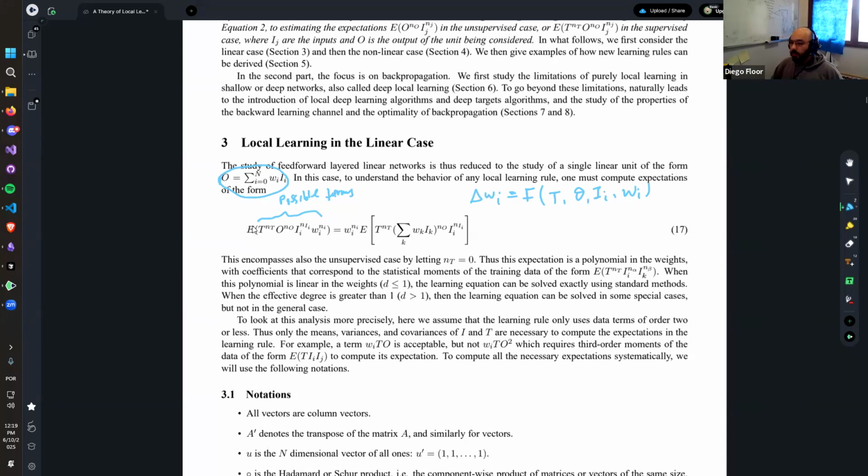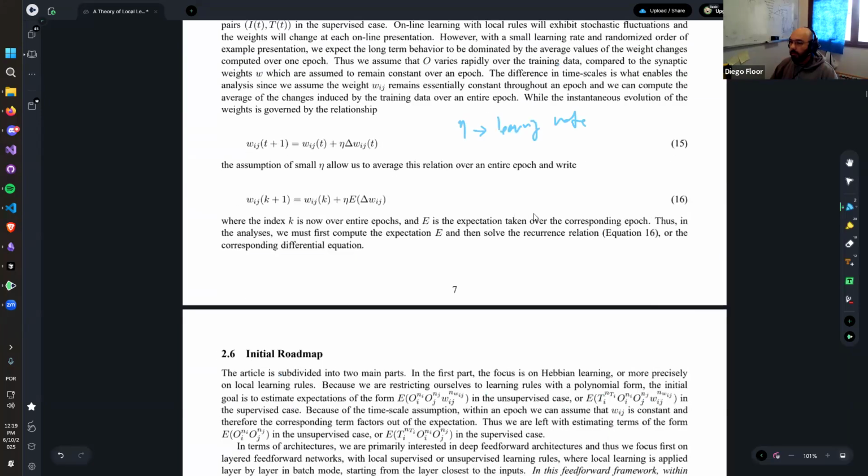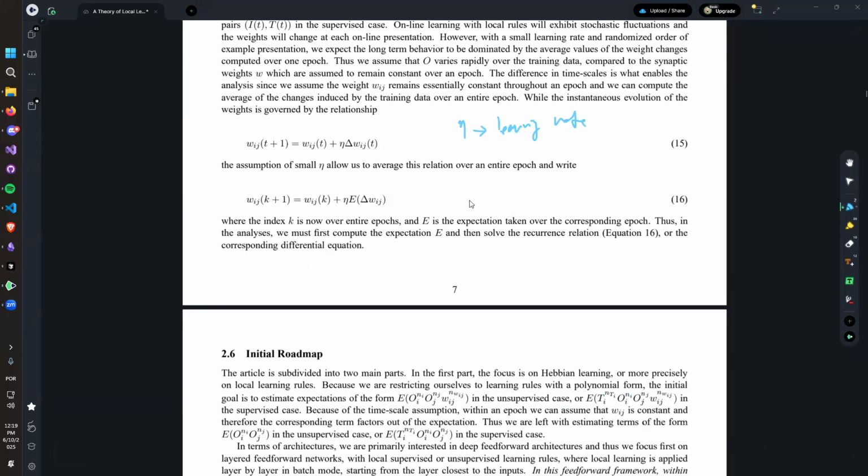This E is the expectation value, and these are all the possible combinations of terms. This is for the learning rule specifically. I don't know if that's what you're asking. Well, when you had a learning rule, there was E in the gradient descent equation above. If you scroll up, I'll show you where this equation is. This is it, right? Equation 16. I thought E was... No, it's the expectation taken over the corresponding epoch. Oh, okay. So E is expectation.